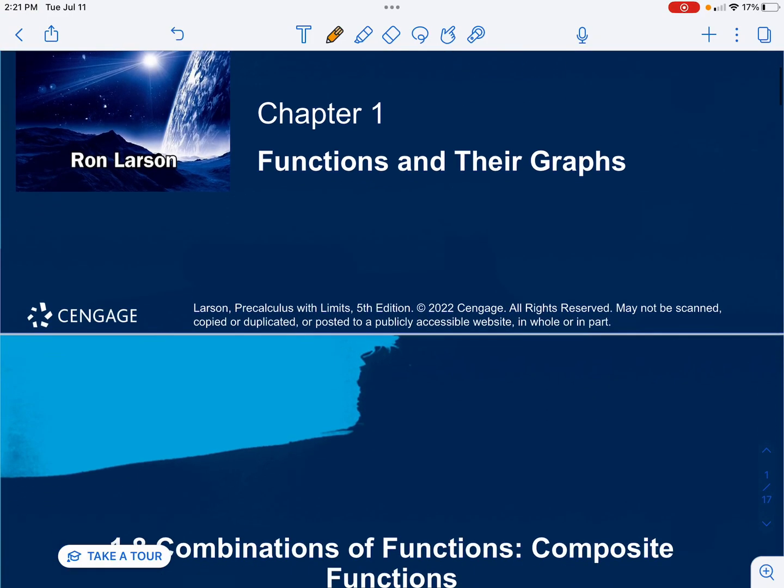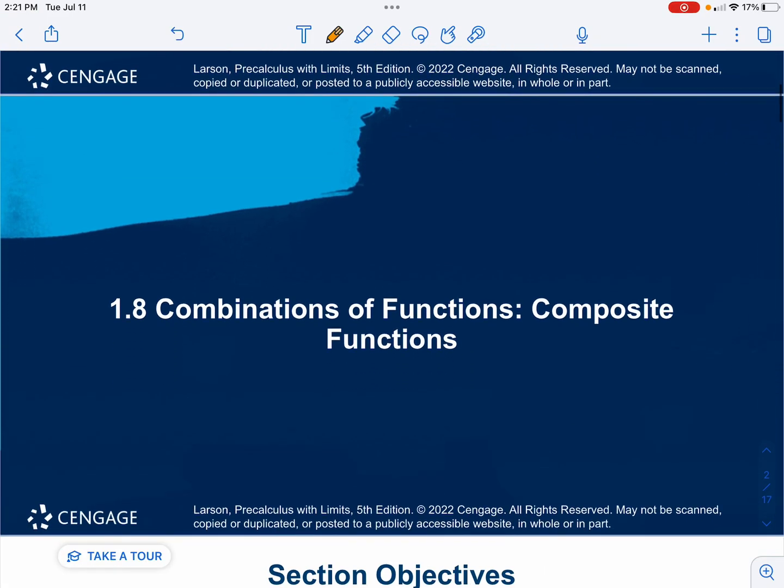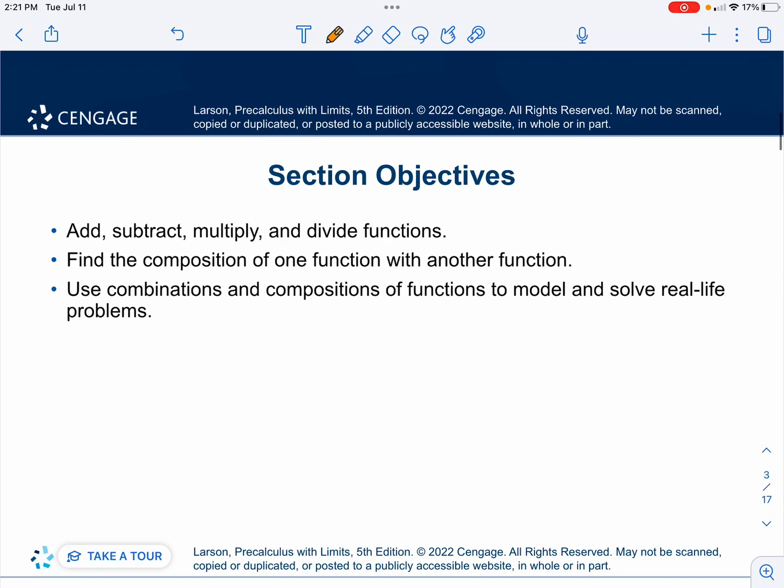Chapter 1, Section 1.8, Combinations of Functions, Composite Functions. Here are the section objectives.